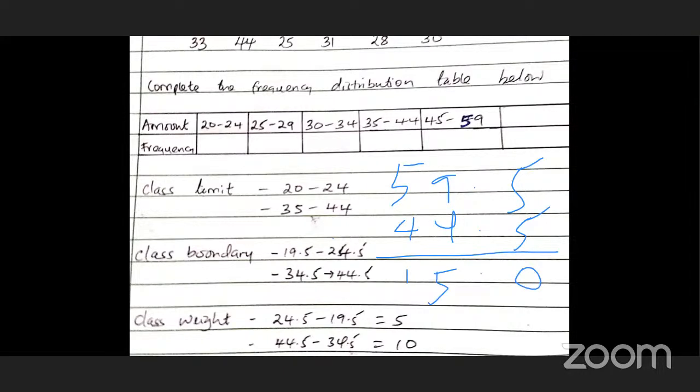Alternatively, you can count 45, 46, 47, 48, 49, up to 59. You will see that we have 15. So that is what we call the class weight.